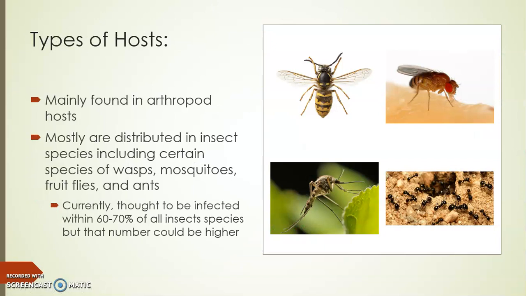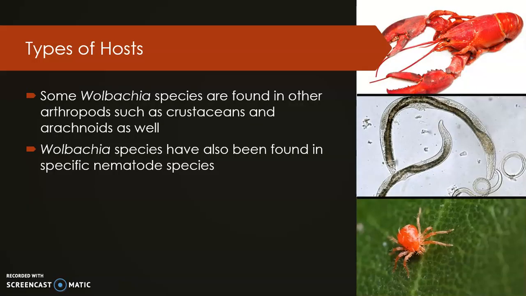Types of hosts. They are mainly found in arthropod hosts, and in the arthropods, they are mainly found in certain insect species. This includes, but is not limited to, certain species of wasps, mosquitoes, fruit flies, and ants. Currently, we think that they infect 60 to 70% of all insect species, but that number could be higher with further research. They also infect other members of the arthropod group, such as certain species of crustaceans and arachnids as well. And the only other group that we currently know to have Wolbachia is certain nematode species.